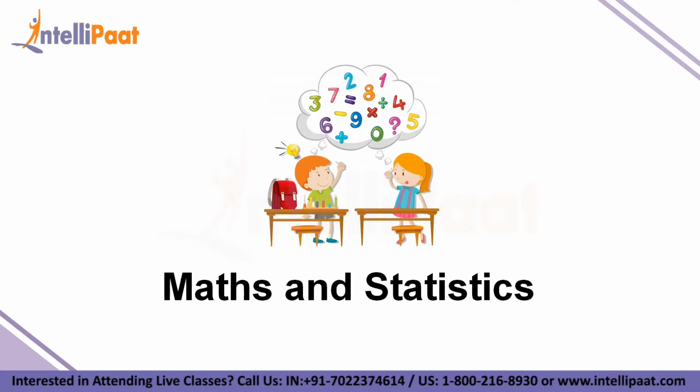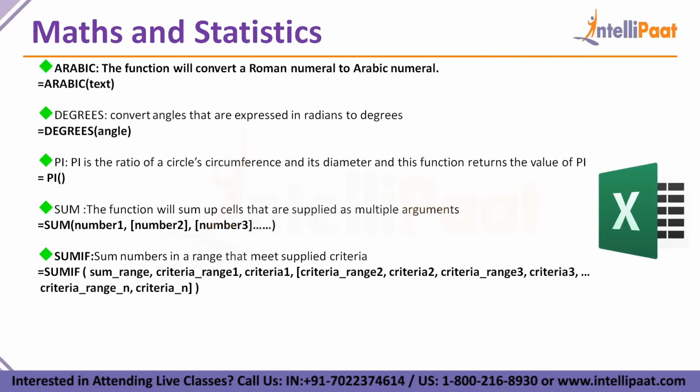So next come the math and statistical functions in Excel. Let's take a look at the basic math and statistical functions. Here I have included functions like ARABIC, which converts Roman numerals to Arabic numerals. Then comes DEGREES, which converts an angle from radian values to degree values. And then comes the PI function, which is most important for people working in engineering, scientific or research fields. Most fields require the value of pi, so the PI function.